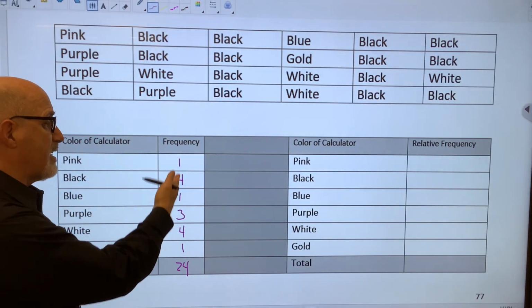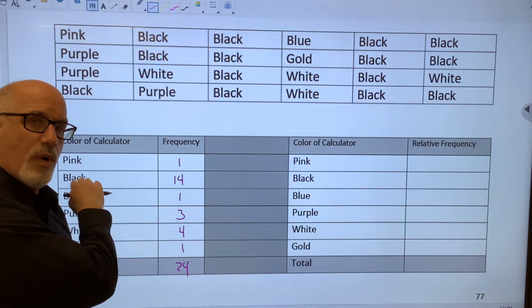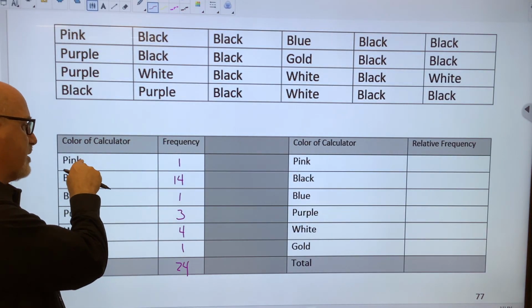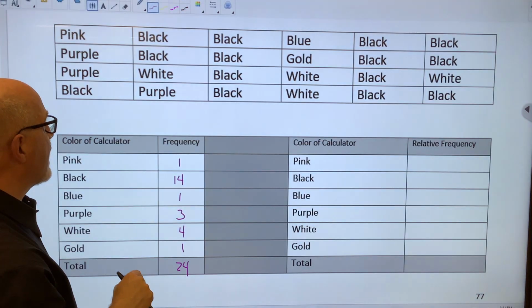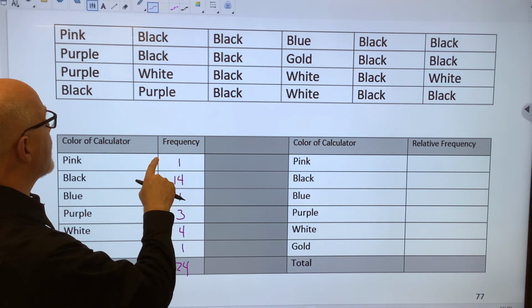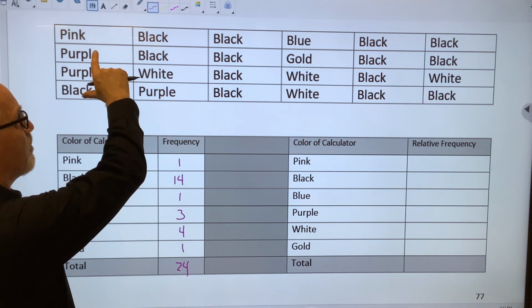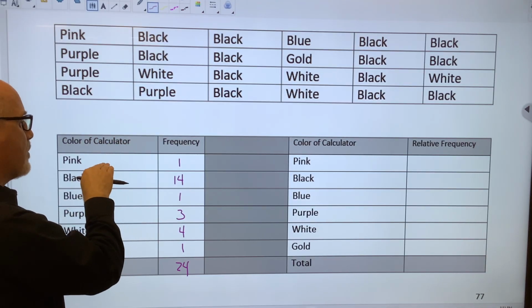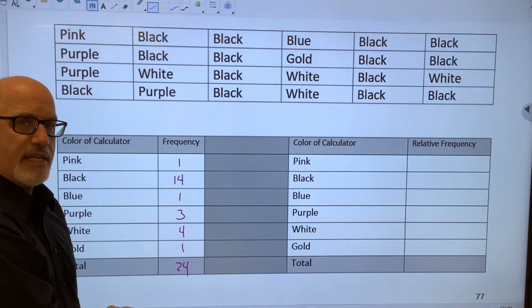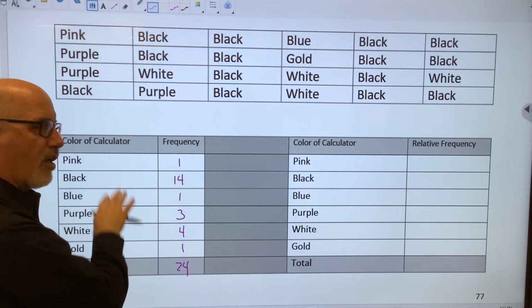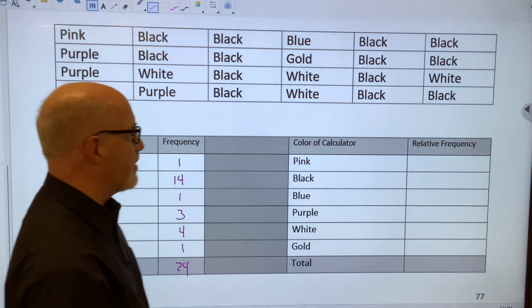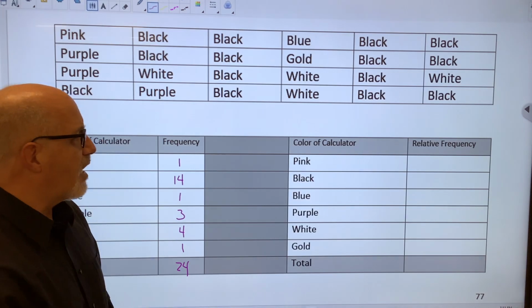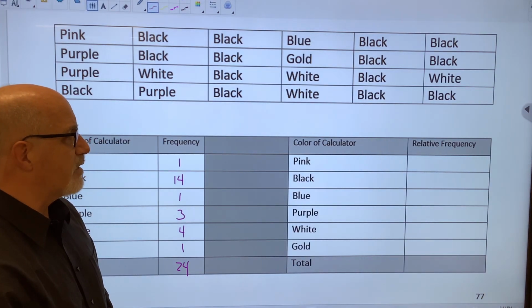So a frequency table is just listing how many of each there are. The individual, this is the individual listing, is the color of the calculator, okay? So what we're doing is we're categorizing it. We've got a category here of the color of calculator, and then we're going to list which ones we get for those. All right, so now let's do the color of calculator and let's do relative frequency.